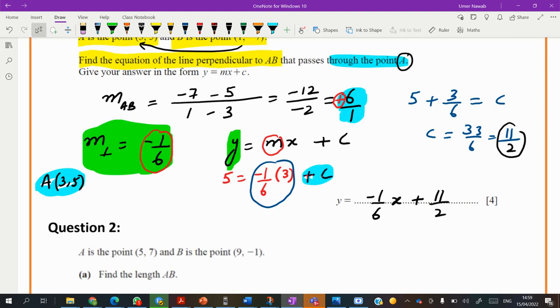yeah, 5 plus 3 over 6. I can also write it as 1 over 2 to make it easier, because 3 over 6 is 1 over 2, and then 2 times 5 is 10, and 11 over 2. Yeah, same thing. The same answer is coming. So C is equal to 11 over 2.